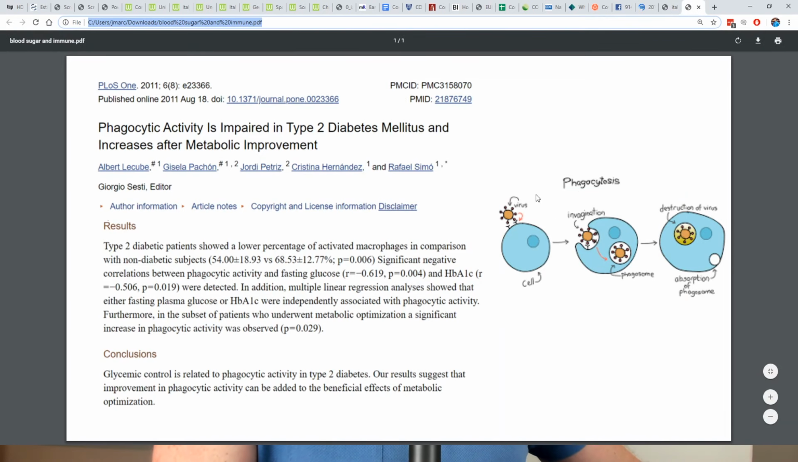Here's phagocytosis over here. You can see your little virus. It invaginates, it engulfs it. You have various phagosomes. It destroys that virus, absorbs it, and poops it out. And so blood sugar is really important for immune function.